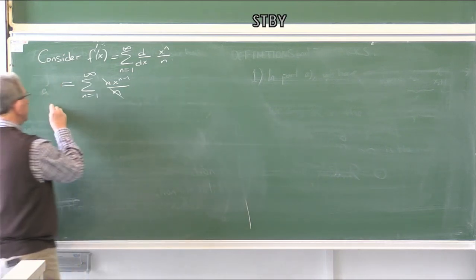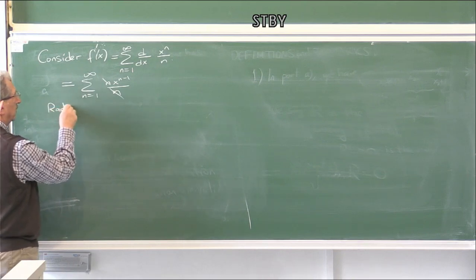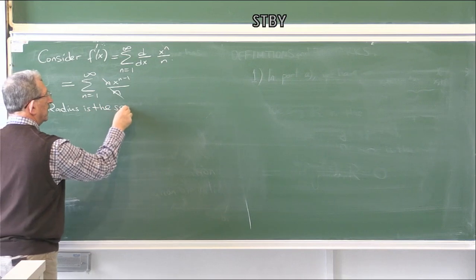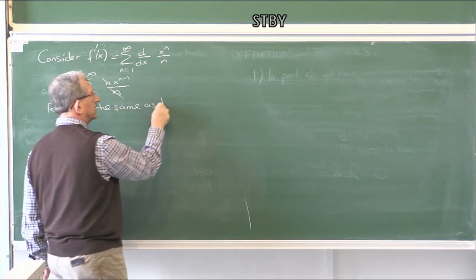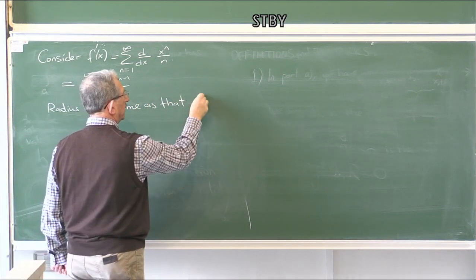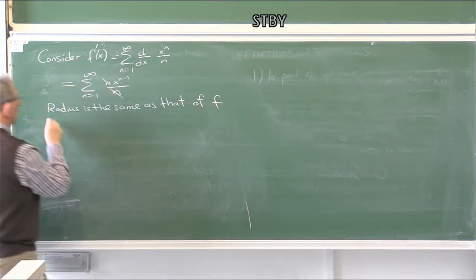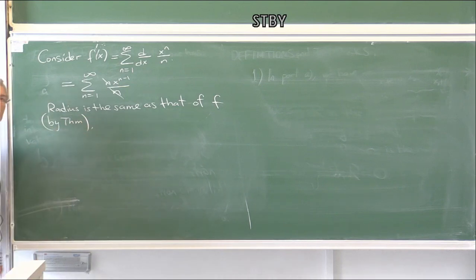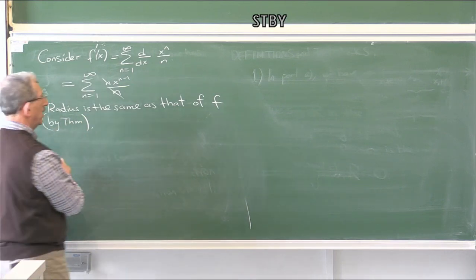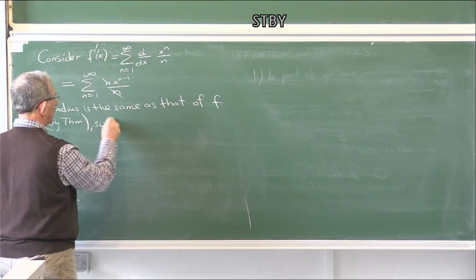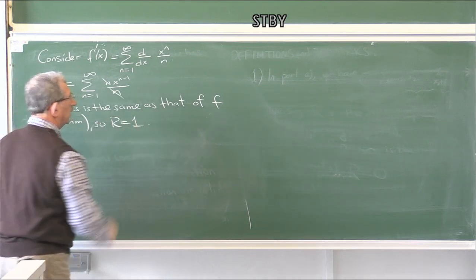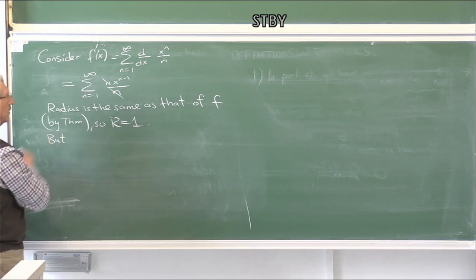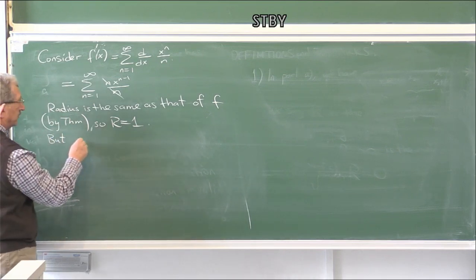Now, the radius is the same as that of f, by theory. But we can show this quite easily as well. So, R is 1, as in the previous case. But, consider the endpoints.